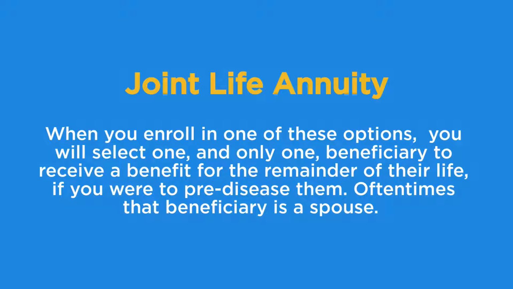So let's start by looking at options 1, 2, and 5, as they're all joint life annuity options. So what does a joint life annuity mean? Joint life means that when you enroll in one of these options, you will select one and only one beneficiary to receive a benefit for the remainder of their life if you were to predecease them. Most often, that beneficiary is a spouse, okay?